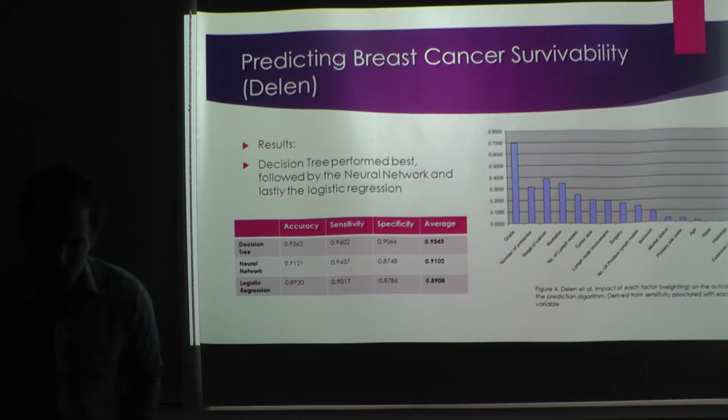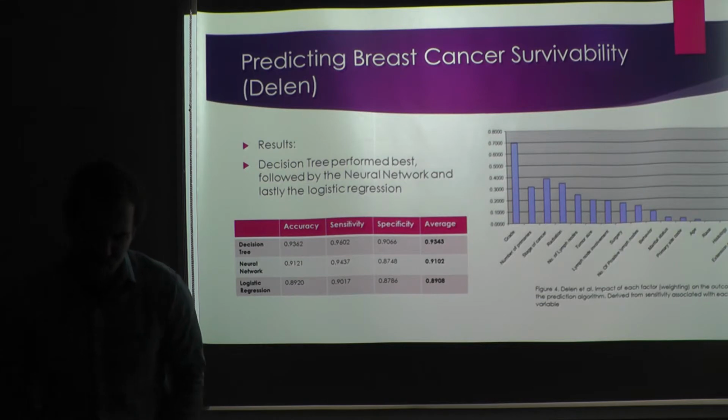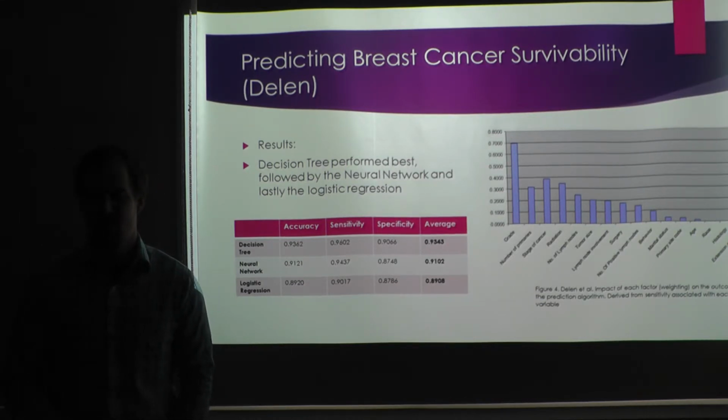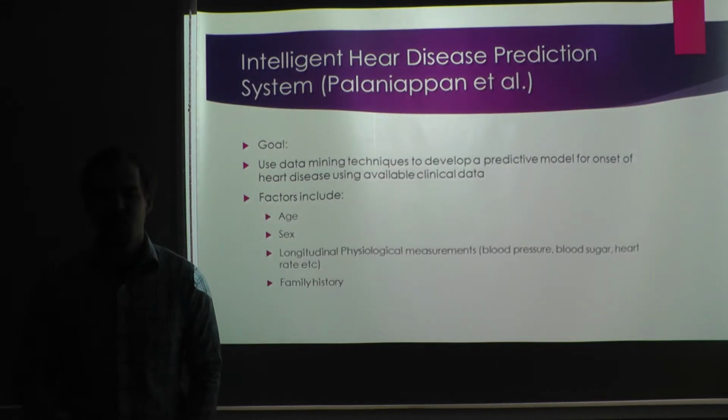So things like grade of the tumor, the number of tumors, the stage of the cancer, and radiation used were obviously the most impact. So the next study is intelligent heart disease prediction. They're using data mining techniques to predict the onset of heart diseases.